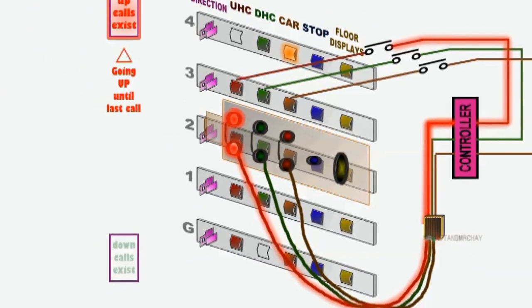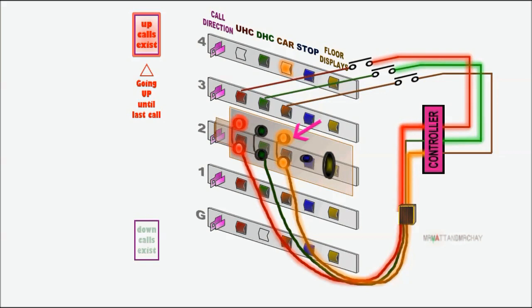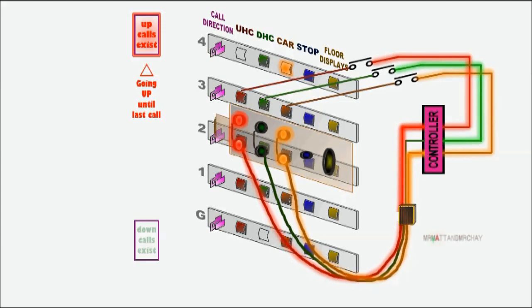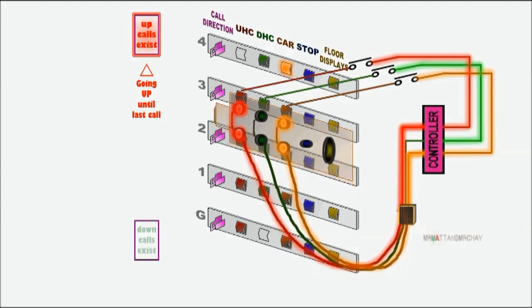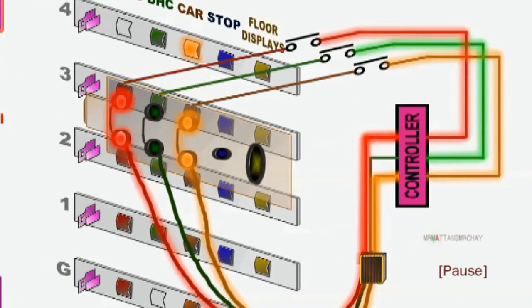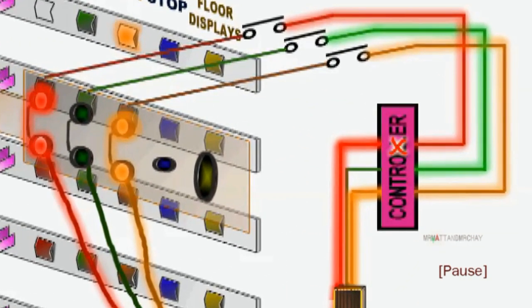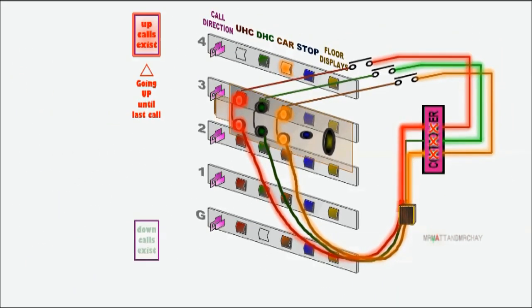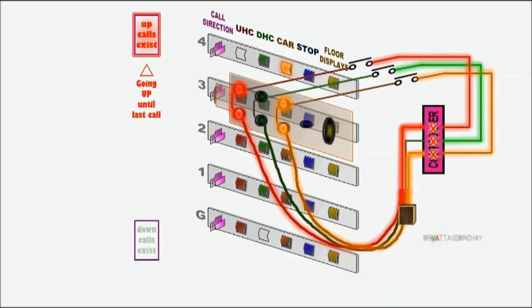The car call brush is always active, as these are the floor buttons inside the lift for the passengers. If one is active, then the lift will stop whether it is going up or down. So here are the three circuits for the third floor. So let's send the lift up to the fourth floor with no calls active on the third floor. Pausing the animation, there is no circuit made by the UHC, DHC or the car call. So the lift passes the third floor without stopping.